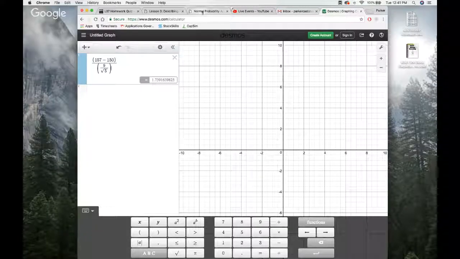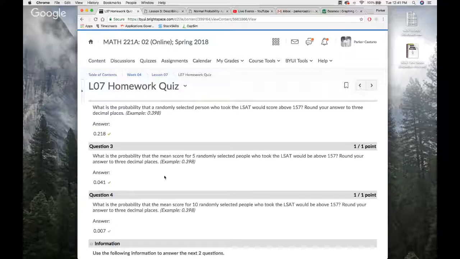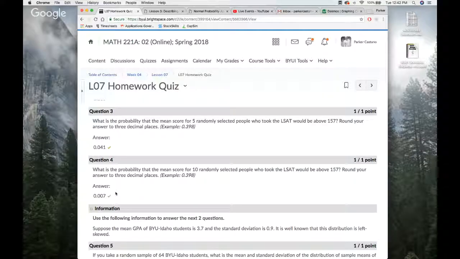So then we come over here and we put in 1.739, enter, and our area is 0.041. Okay, that's where I made the mistake, was the 9 divided by the square root of 5. For some reason I was dividing it by the square root of 9, I think. So then the next one you would do 157 minus 150 divided by 9 divided by the square root of 10, correct? Yep. Okay. So then that would give you whatever that answer is. Let's see here. So the 0.007. Yep.